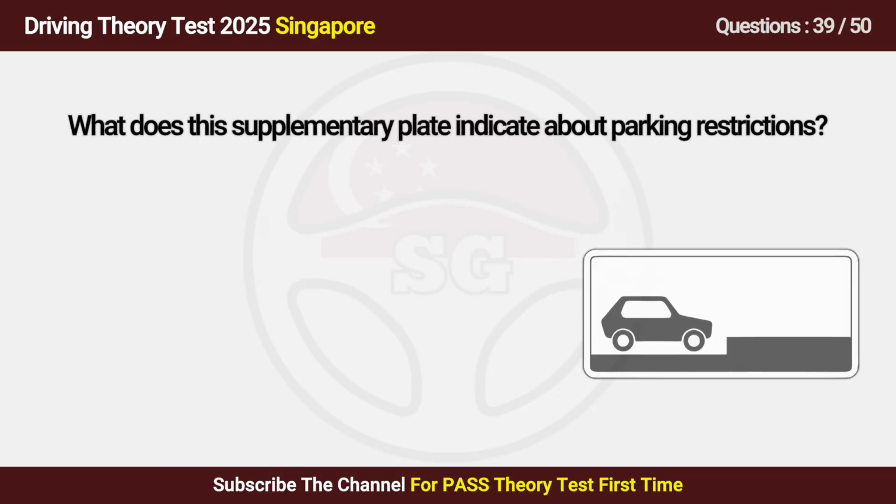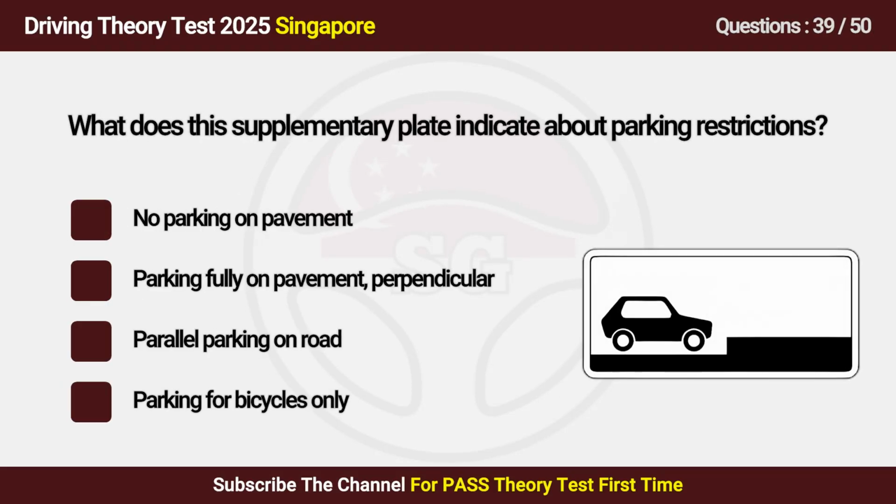Question 39. What does this supplementary plate indicate about parking restrictions? A. No parking on pavement. B. Parking fully on pavement, perpendicular. C. Parallel parking on road. D. Parking for bicycles only. Answer is B. Parking fully on pavement, perpendicular.